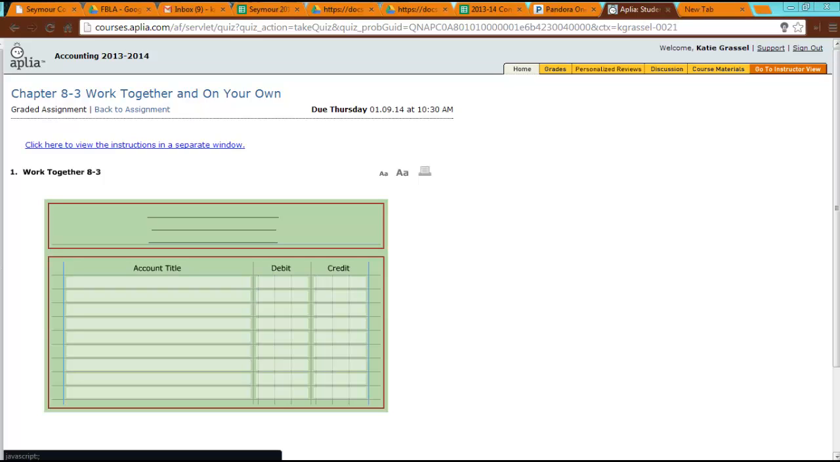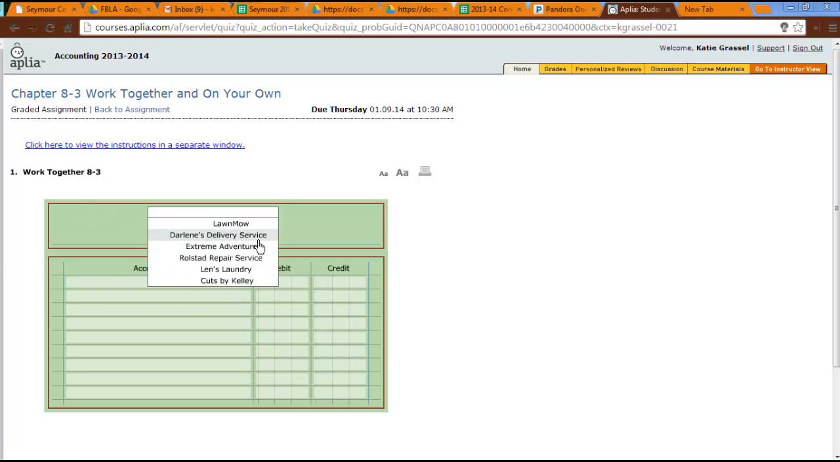Okay? So the very first thing we're going to put on the top is going to be the name of the business. What's the name of the business for this one? Anyone got it? Darlene's? All right. Now, the name of the statement I've already said is called a post-closing trial balance. Now, a trial balance: we are saying our debits and credits equal this. Am I saying for the whole year of 2013, this is what my debits and credits equaled? Is it possible for me to say that?